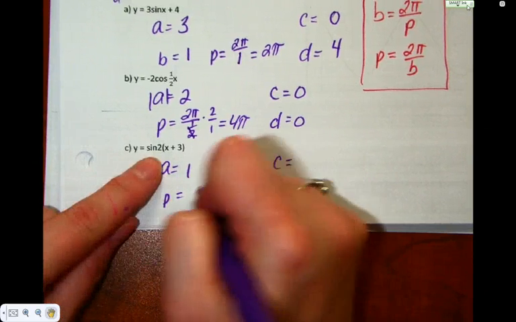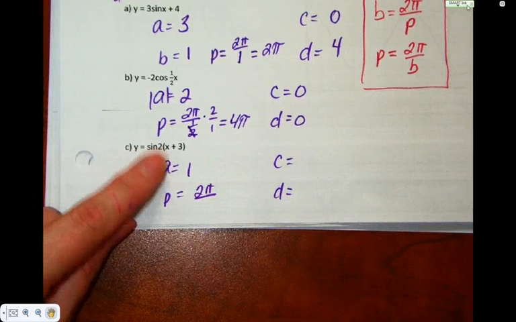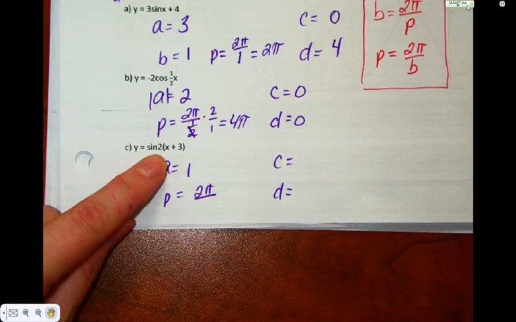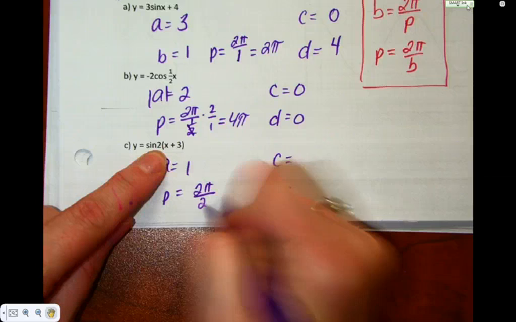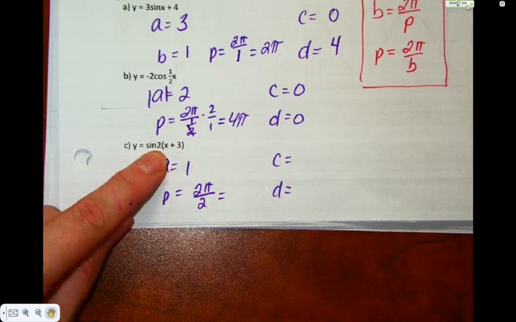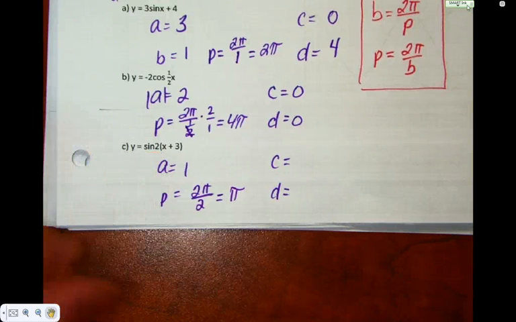P is 2 pi divided by B, or B is 2 pi divided by the period. B is always tucked in between the sine and the variable. Do we have a B value? 2. So 2 pi divided by 2? Pi. And the reason is that's a horizontal compression and we've squished it in half the distance. So if I take something that's the distance of 2 pi and I squish it in halfway, what's the new distance? Pi, and that's why it ends up being.